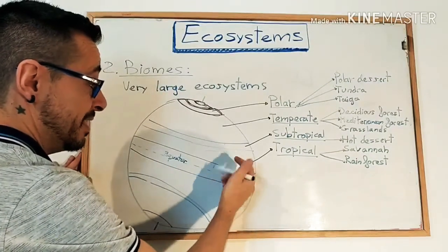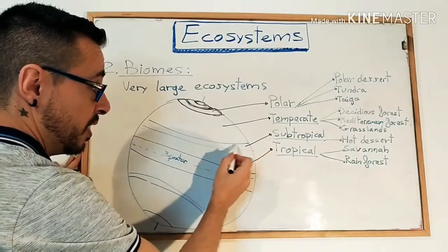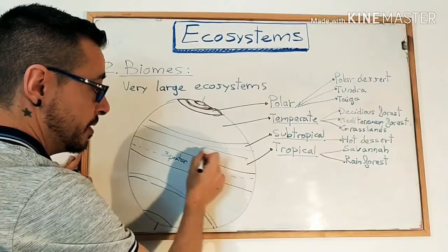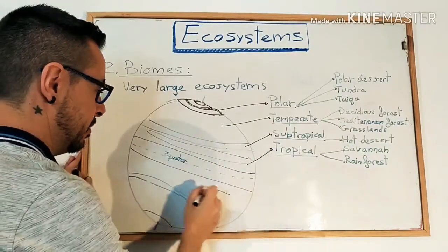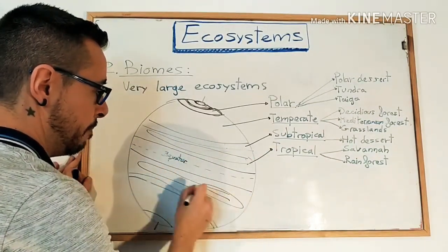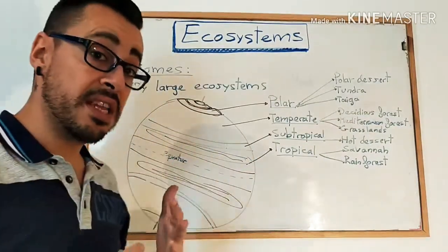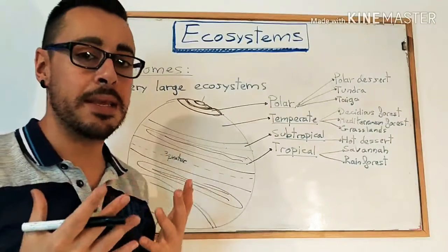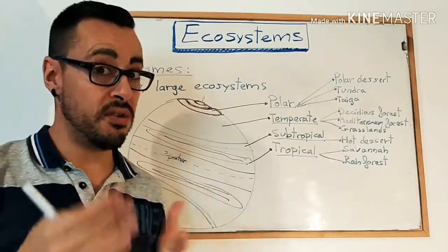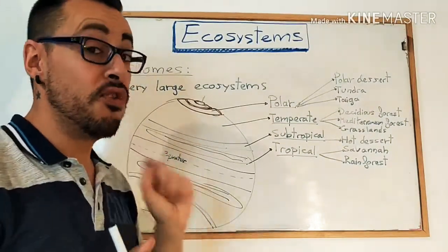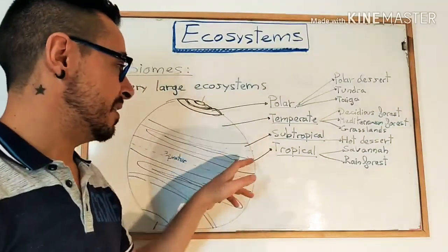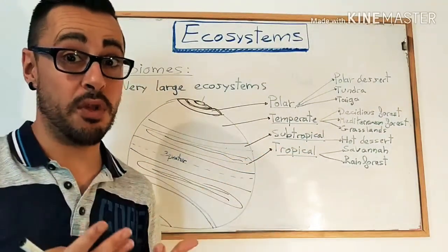And just near the subtropical, we can find some savannas. Why? Because the weather is hot and rainy, but it's not rainy all year round. There's a drought season in savannas. It's really hot, but it has a drought season.